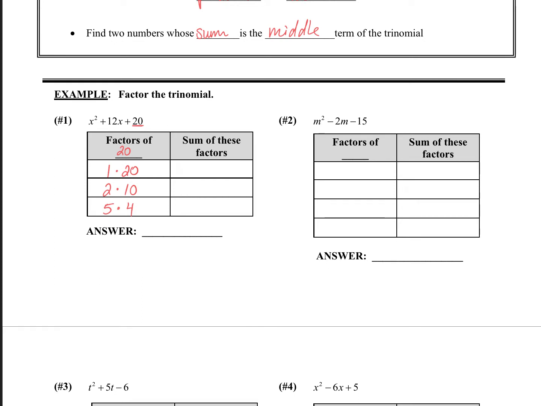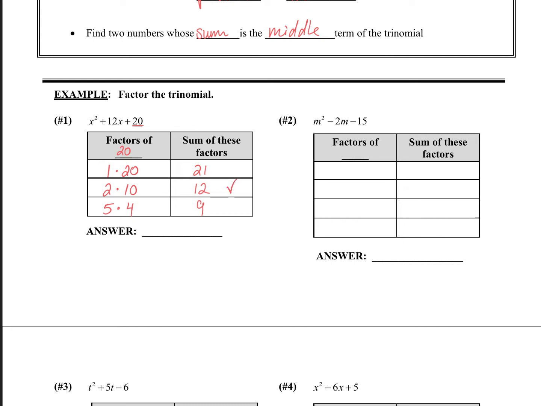And then we also need to find the sum of these factors. Remember, the sum is we're adding. So we're going to add the two factors together. For the first one, we'd have 1 plus 20, so that's just 21. Then we have 2 plus 10, which is 12. And then 4 plus 5, which is 9. Which of these sums is equal to the middle term of the trinomial? That middle term is 12.